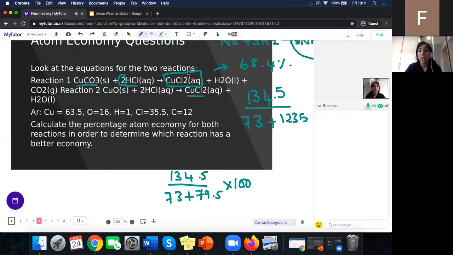So which reaction has the better atom economy then? Which reaction has the better atom economy? Reaction 1 or reaction 2? Good, reaction 2, excellent. So reaction 2 has the better atom economy, and that's because it's 88.2%, whereas the first reaction was 68.4%.